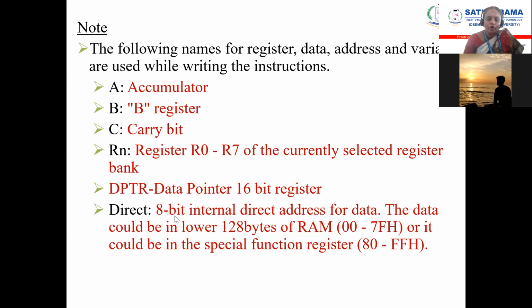Okay. And I told you about internal memory. Internal memory, what is the capacity? 256 bytes. How were we classifying it now? Upper and lower. The lower is 128 bytes, 00 to 7F. And the remaining 128 bytes, 80 to FF, are mainly allocated for the special function registers. We all know FF is equivalent to 255 in decimal. So 0 to 255, 256 locations were there.